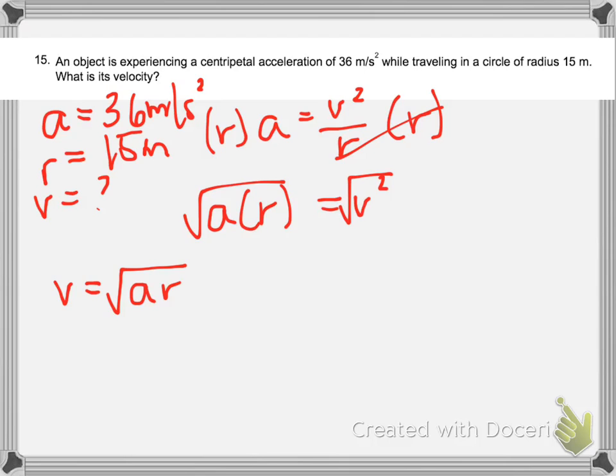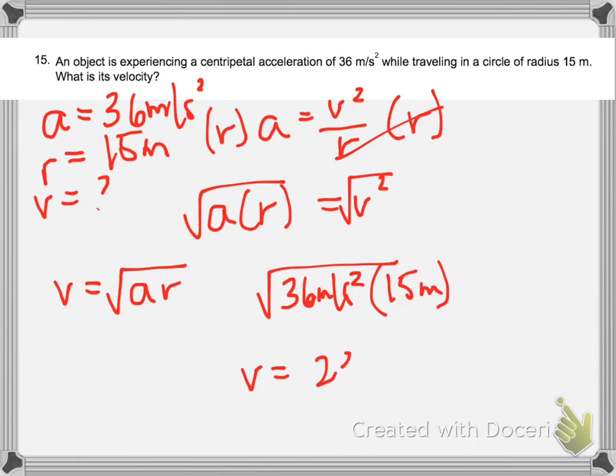If we plug in our values, we have our acceleration of 36 meters per second squared multiplied by our radius of 15 meters. And then after we square root that value, we'll get a velocity of 23.3 meters per second.